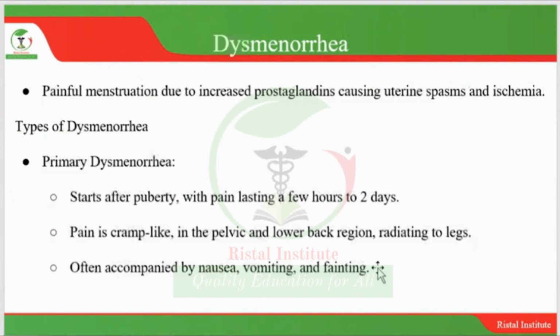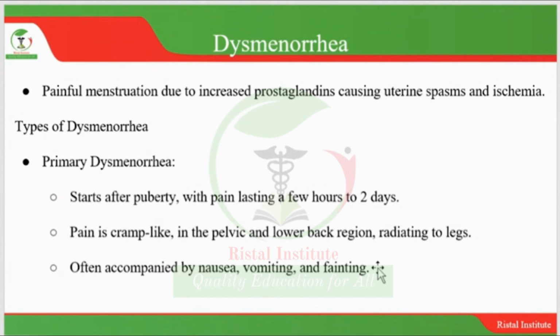And dysmenorrhea. Dysmenorrhea refers to painful menstruation due to increased prostaglandins causing uterine spasms and ischemia. Types of dysmenorrhea include primary dysmenorrhea. Primary dysmenorrhea starts after puberty with pain lasting a few hours to 2 days.